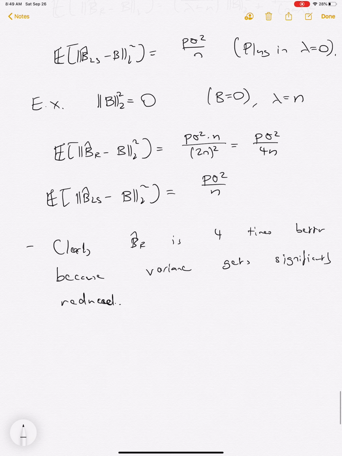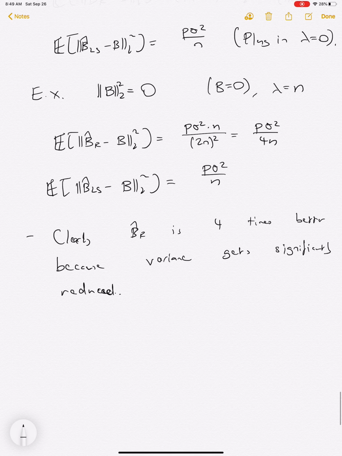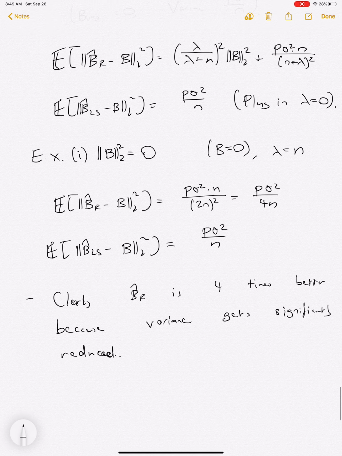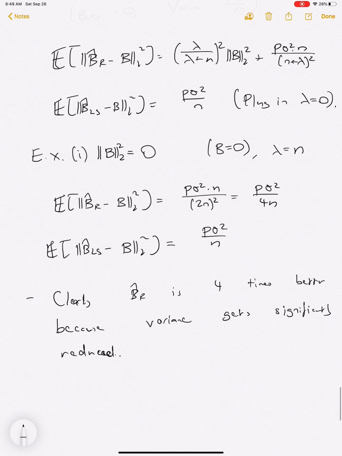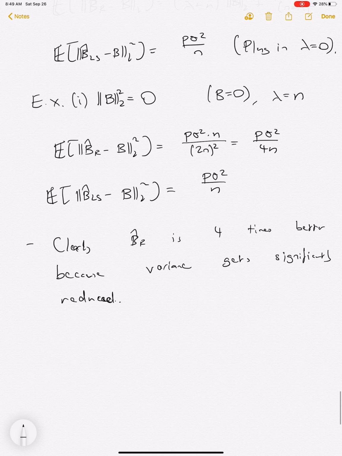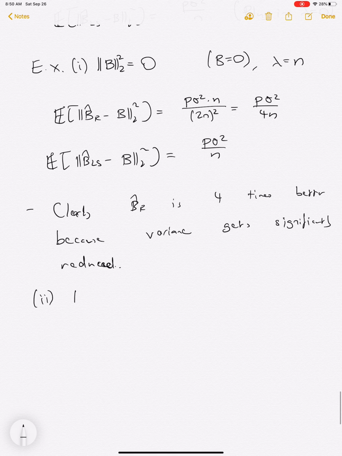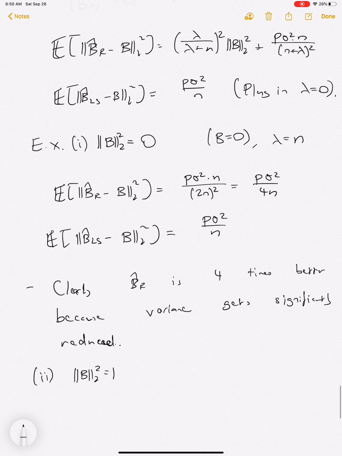Okay, so that's one example, but you might say, well, you've cheated a little bit by making the norm of B squared equal 0, which makes the bias conveniently disappear, and that's certainly a fair point. So let's look at another example where we now say that the norm of B squared is 1, so there is going to be some bias in this.